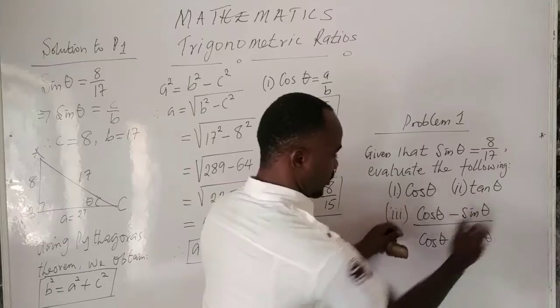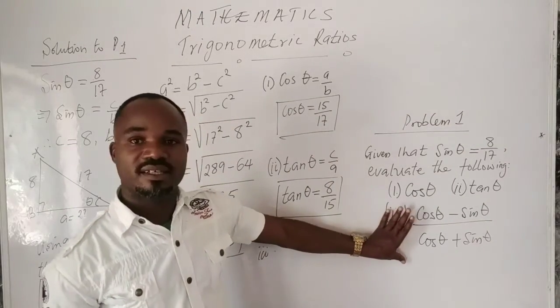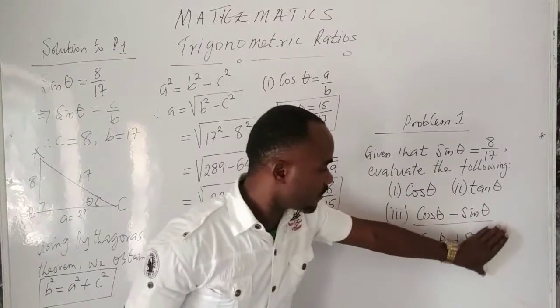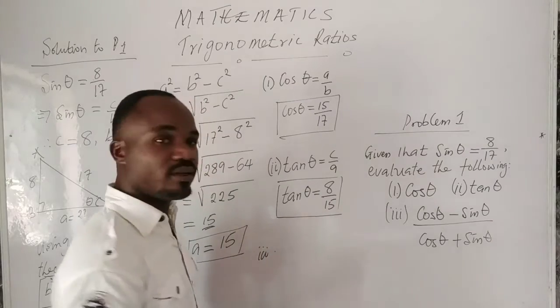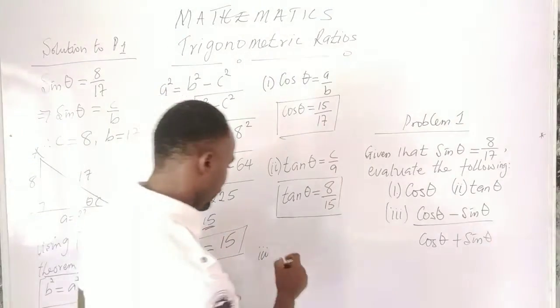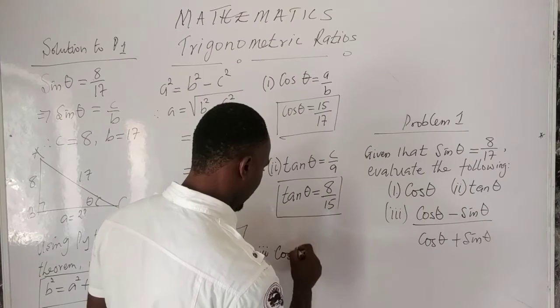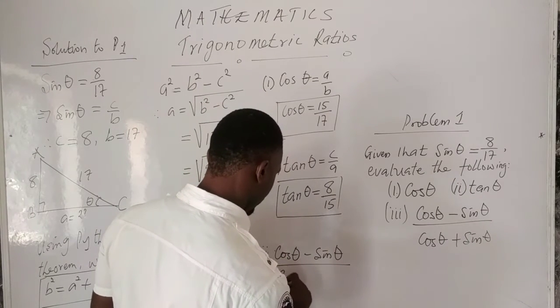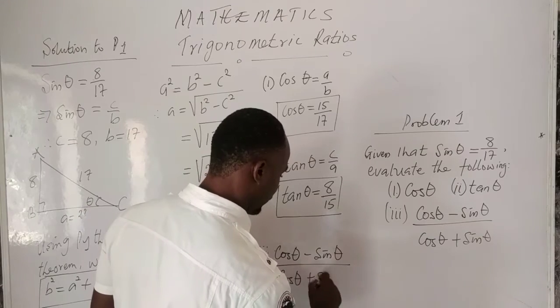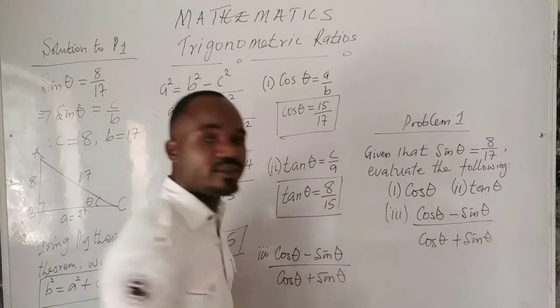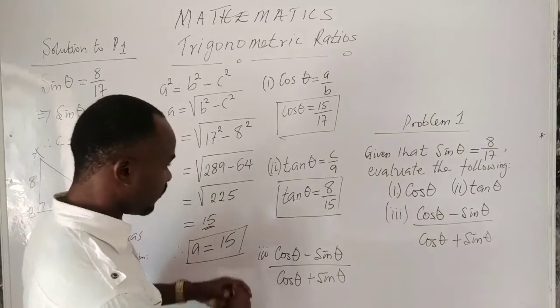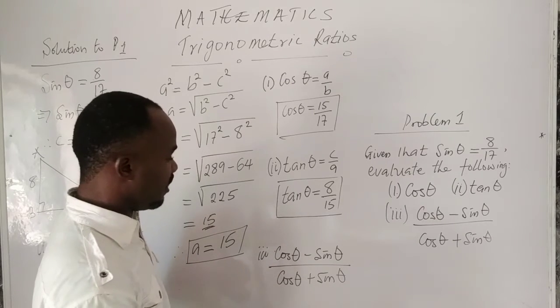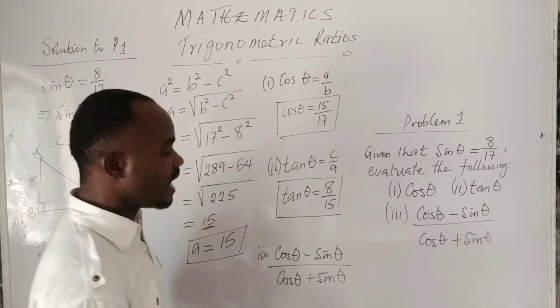Look at this whole expression. That's what we're going to resolve now. So we have to consider cos theta minus sin theta all over cos theta plus sin theta. That's what we're going to resolve, as you've seen now.